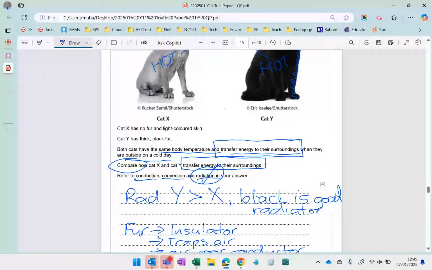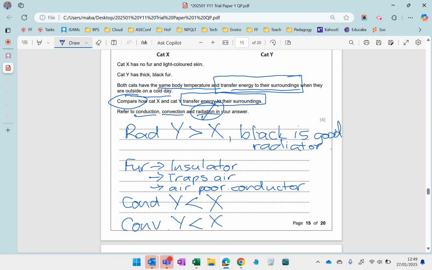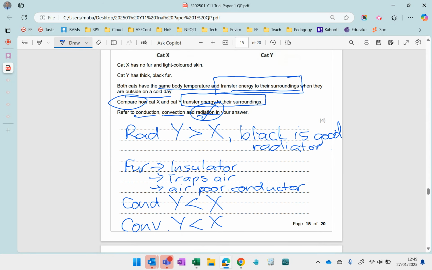So I think that those are the main points. Convection is reduced because of the small air pockets. That air in the fur of cat Y is trapped in small pockets, and that trapped air is going to reduce convection. And those are the main points for that question.